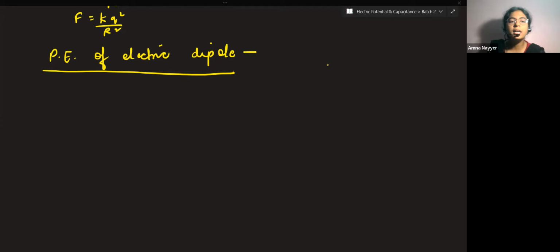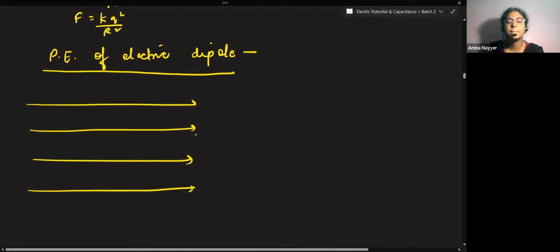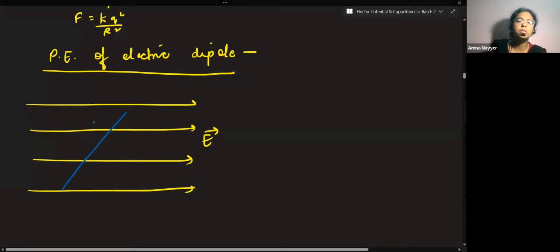So if I have electric field lines, these are the electric field, and I place a dipole. Let's say this is the direction of the dipole. If this is the direction, then definitely this is the negative charge, because the direction of the dipole is from negative to positive, and this will be positive. So this is a dipole that I have.